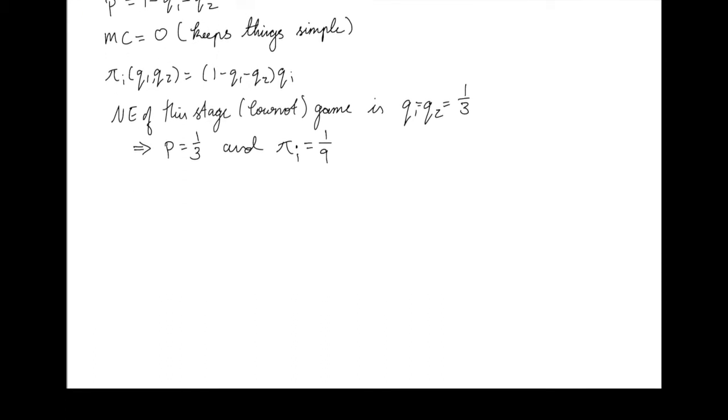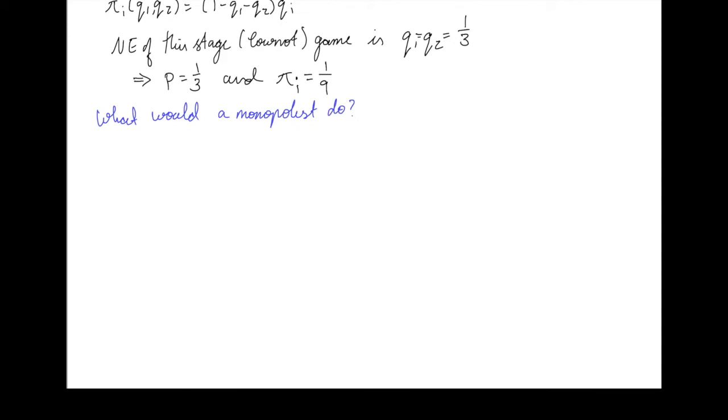What would a monopolist do here? The reason we ask what a monopolist would do is because the monopolist is making a decision that maximizes the firm's welfare. So the monopolist isn't constrained by competition. If the two firms could coordinate to do what the monopolist does, they would be better off. The monopolist is going to choose Q to maximize total profit, which is 1 minus Q times Q. The first order condition is 1 minus 2Q equals 0, so Q equals a half. So that's the total quantity that the monopolist would produce.